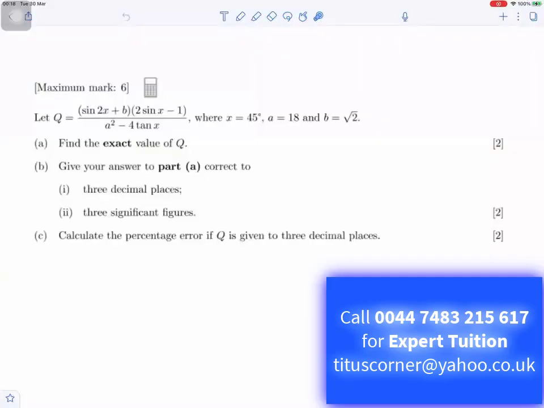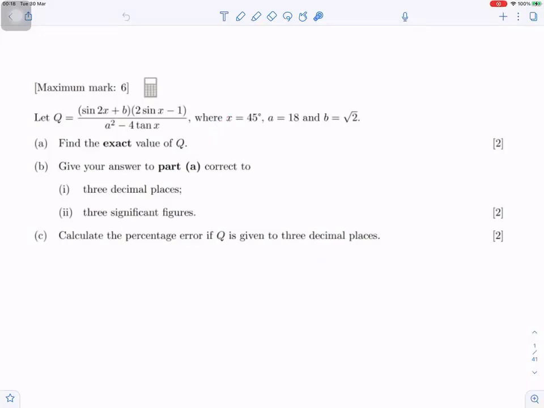Let Q be equal to that expression where x is 45 degrees, A is 18, and B is equal to square root of 2. Find the exact value of Q. You can press pause and have a go at this question. And when you're ready, you press play to check your answer.